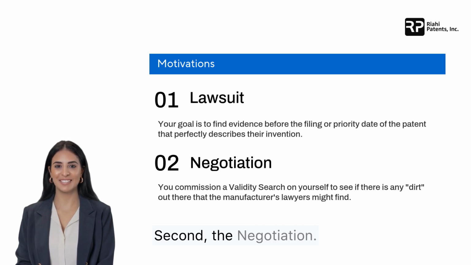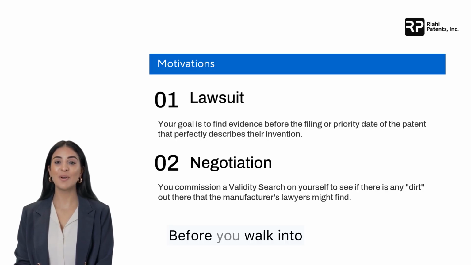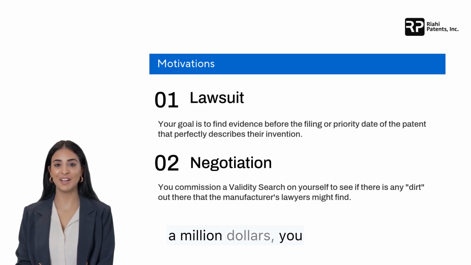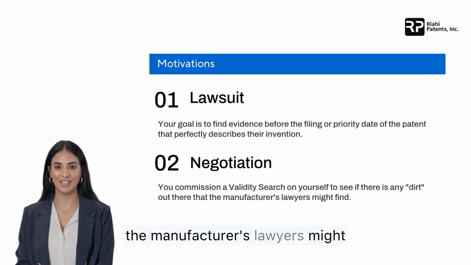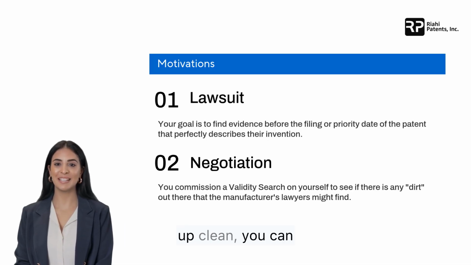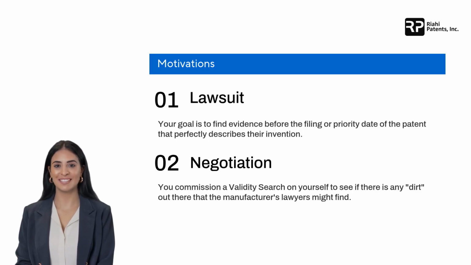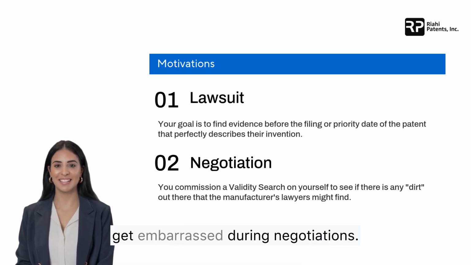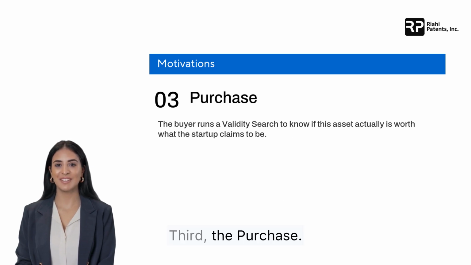Second, the negotiation. Now, imagine you are the patent owner. You want to license your technology to a prominent manufacturer. Before you walk into that boardroom and demand $1 million, you need to be sure your patent is bulletproof. You commission a validity search on yourself. You want to see if there is any dirt out there that the manufacturer's lawyers might find. If the search comes up clean, you can negotiate with confidence. If the search finds damaging prior art, you might lower your asking price or fix your strategy so you don't get embarrassed during negotiations. Third, the purchase.